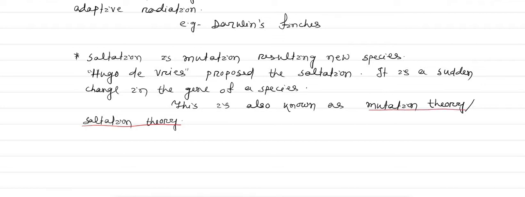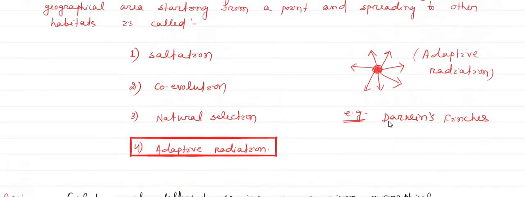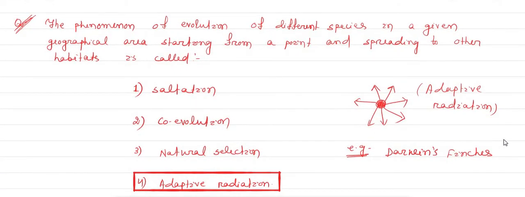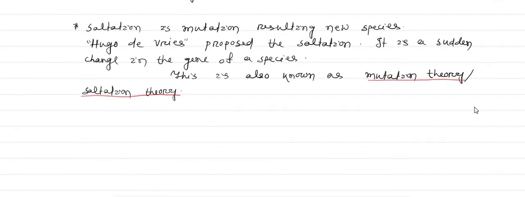Now let's see the next option. The next option is coevolution. You can guess from its name, coevolution means evolution of two species simultaneously or parallelly, and they impact each other's evolution. A good example is the flower and its pollinator.